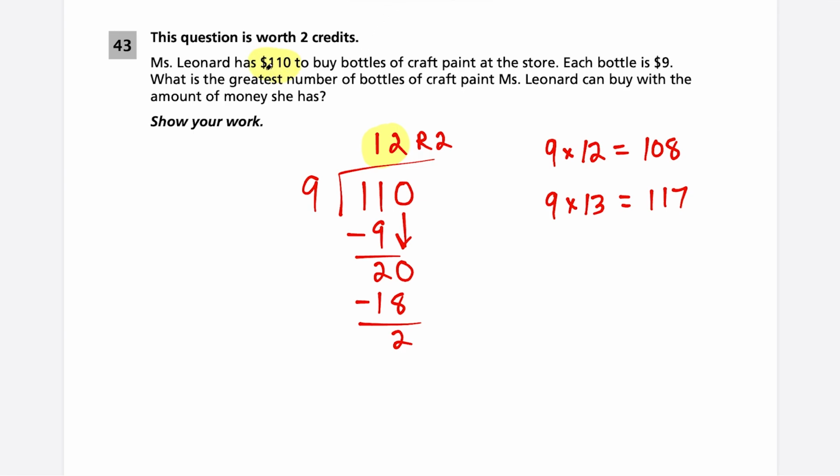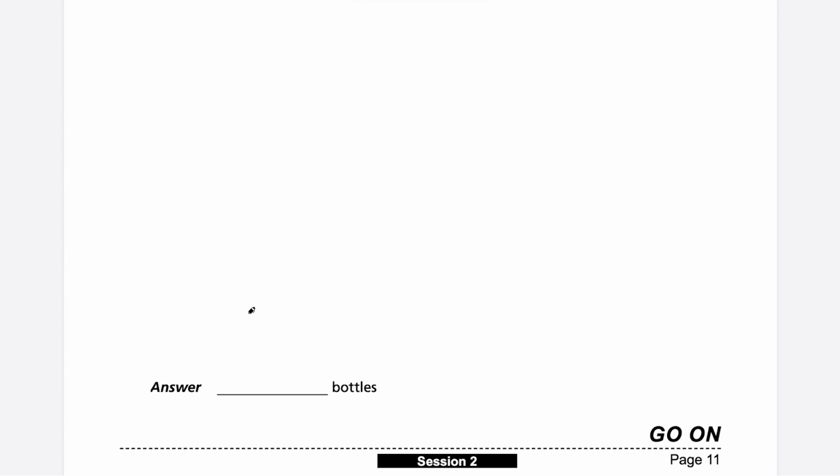Okay, so this tells us here that Miss Leonard cannot afford the 13th bottle. She could only afford 12 bottles here. So the greatest number of bottles of craft paint that Miss Leonard can buy is 12 bottles.